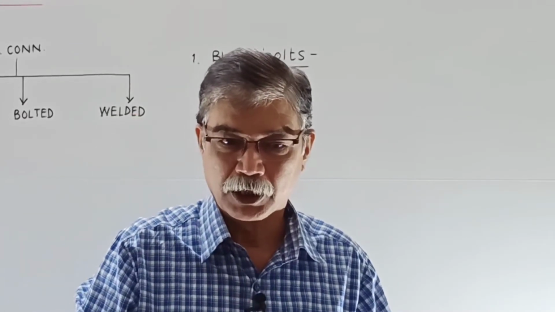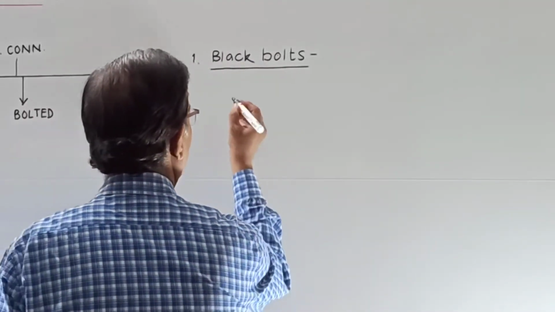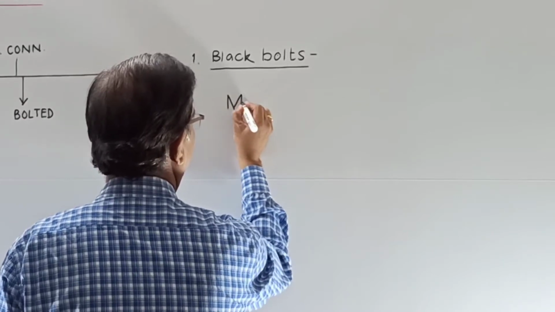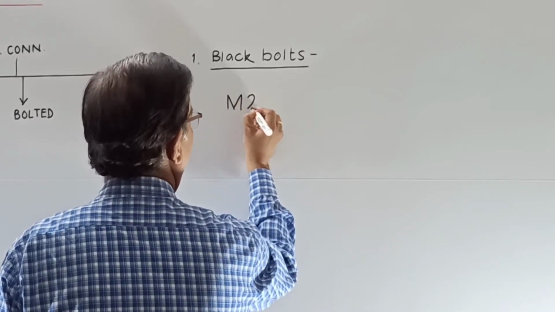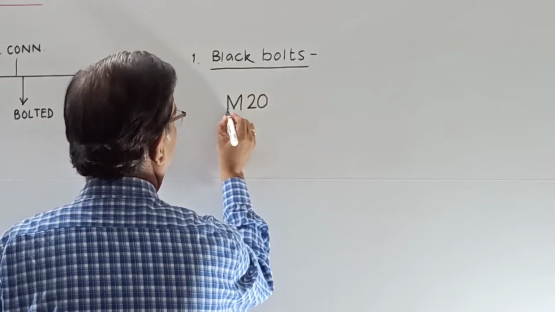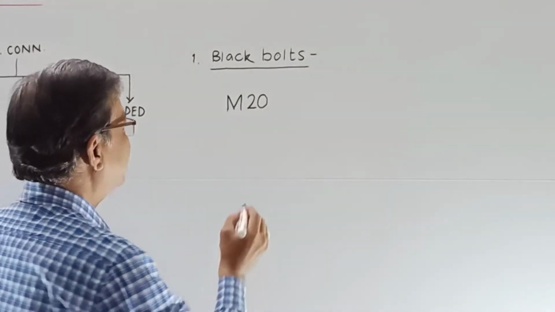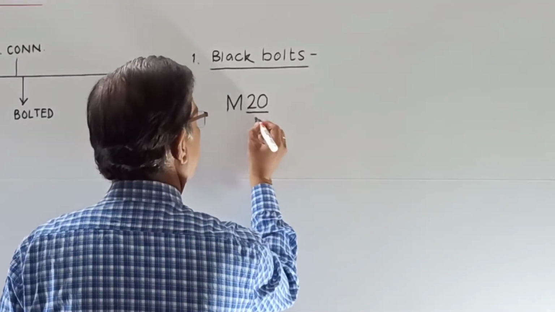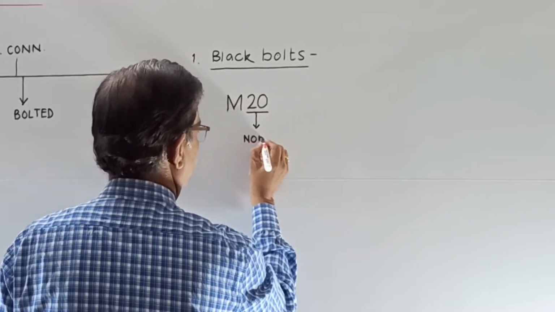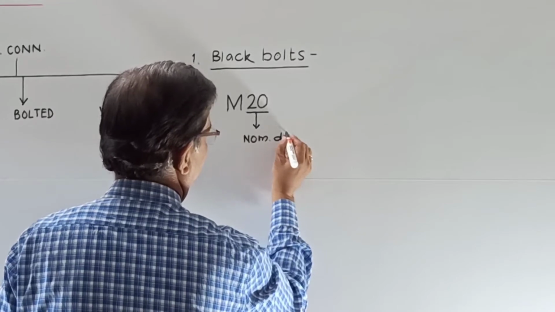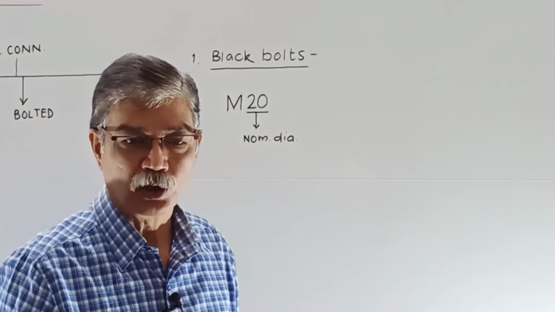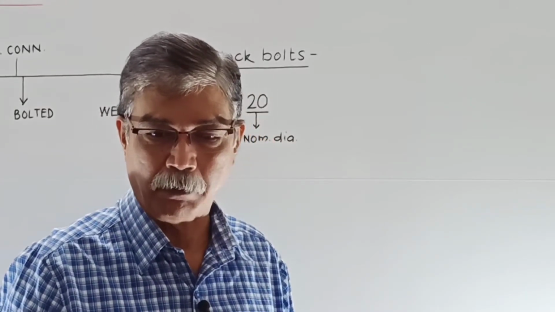Generally, these bolts are expressed as M20. So black bolts of M20 means M, they are represented by M, and this 20 is the nominal diameter of the bolt. Do you understand? So first type of bolts are black bolts.